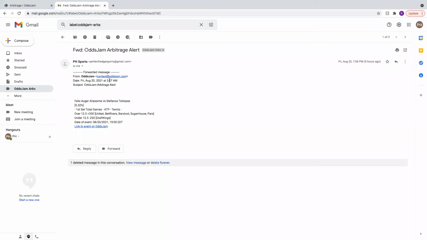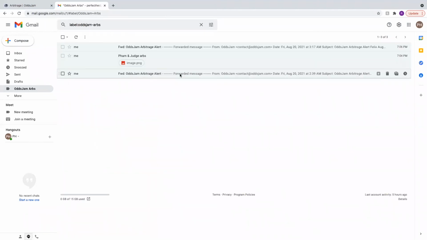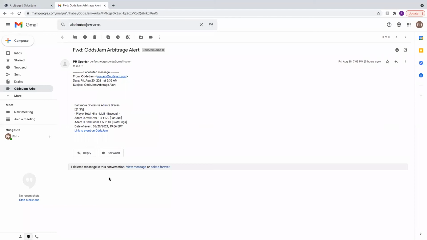These might not be up for too long, so you do have to be quick with it. But it's a decent opportunity that just gets sent right to your inbox. You don't need to do anything. You don't need to be on OddsJam to get it.